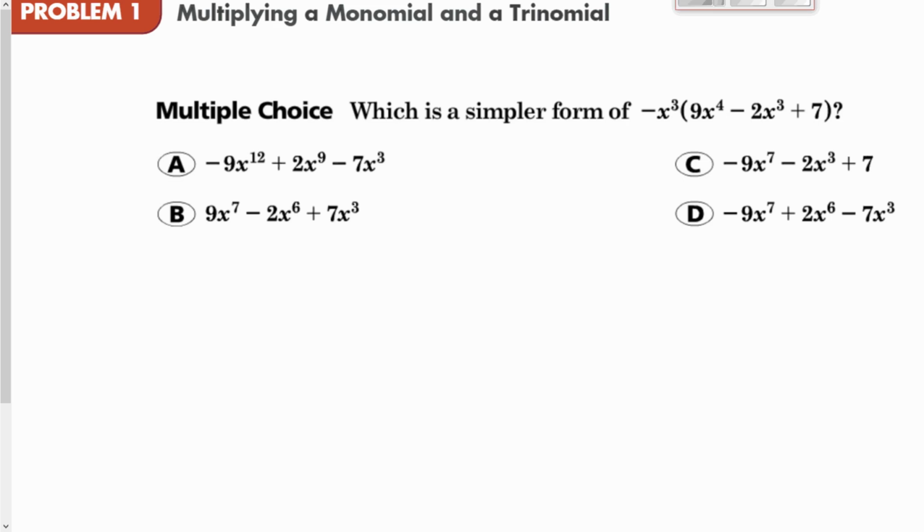So we're going to look at the next section. The next section is talking about distributing and factoring. So we're going to get to section 2 here. First we're going to multiply a monomial and a trinomial.